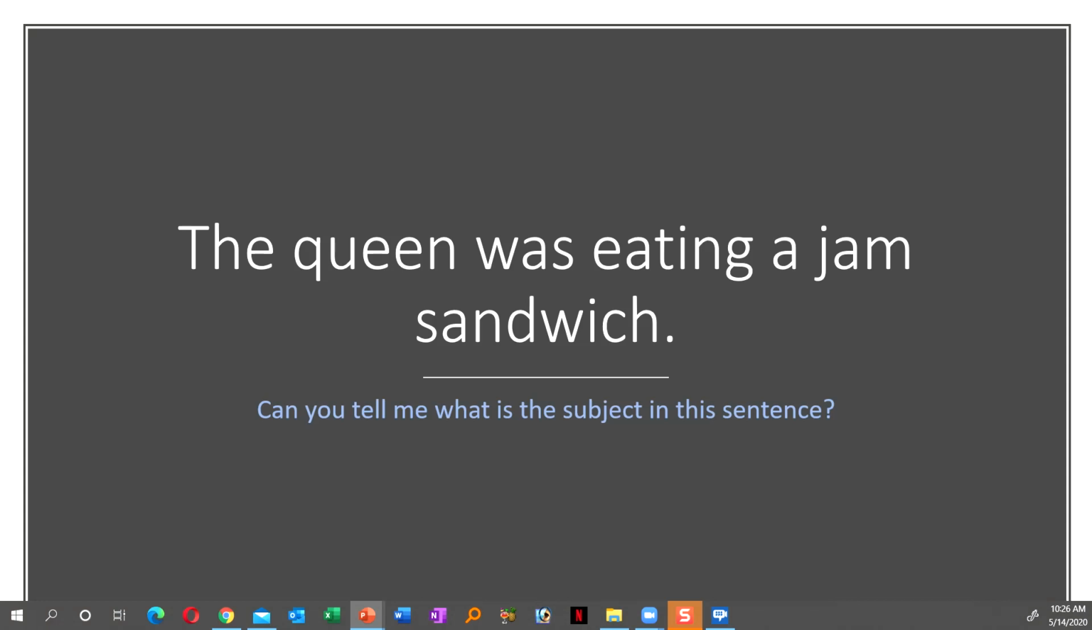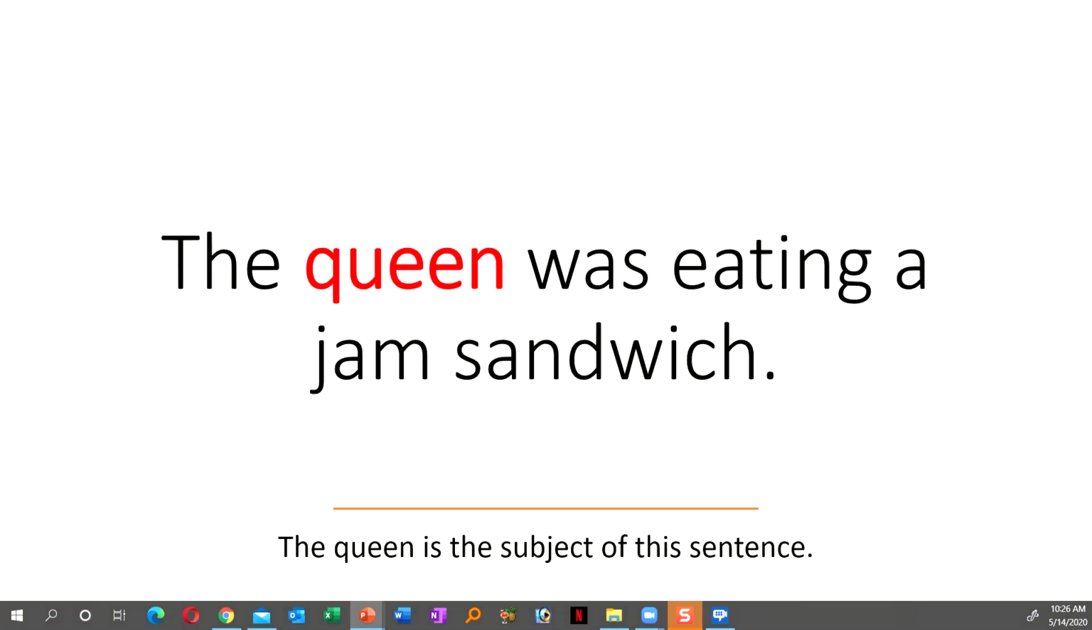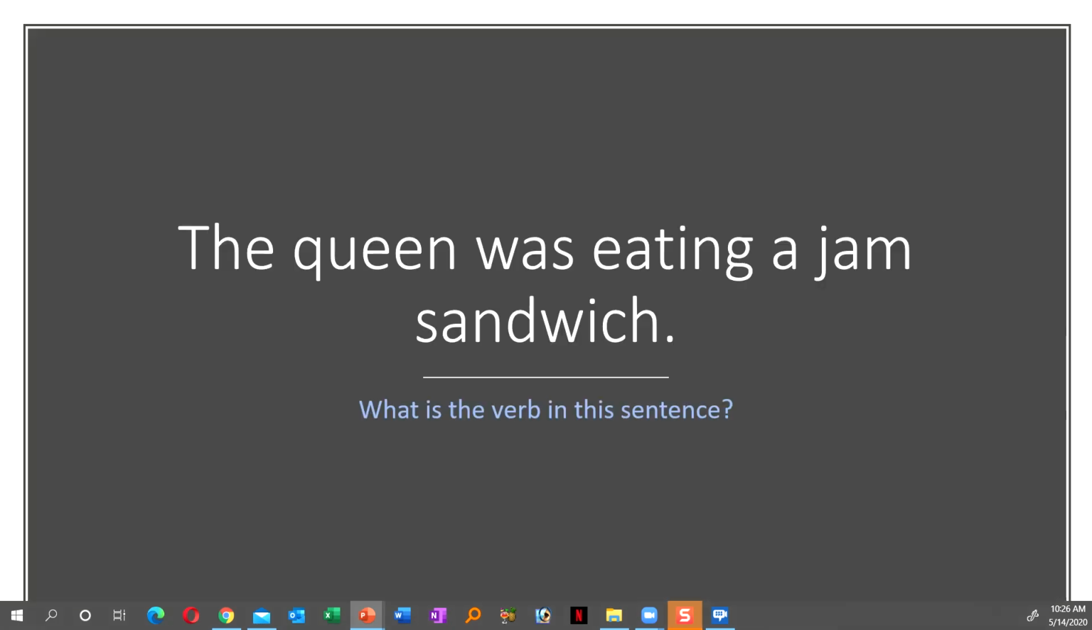Yes, absolutely, right? The queen is the subject in this sentence. So the queen was eating a jam sandwich. The queen is the subject of this sentence. Let's keep going. So the queen was eating a jam sandwich. What is the verb in this sentence? Eating?